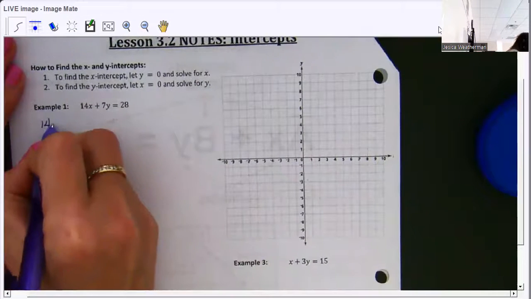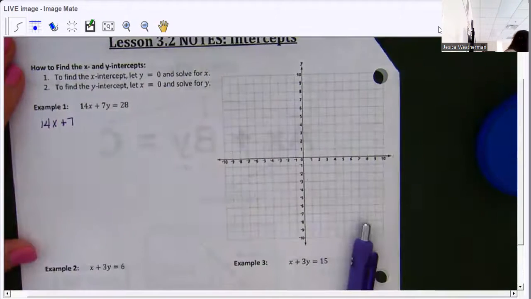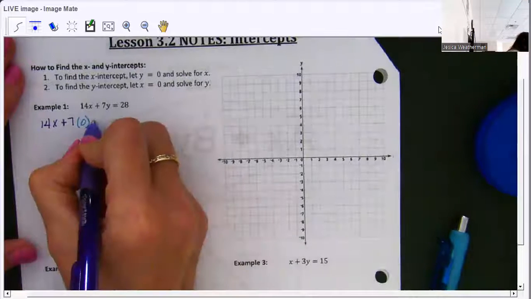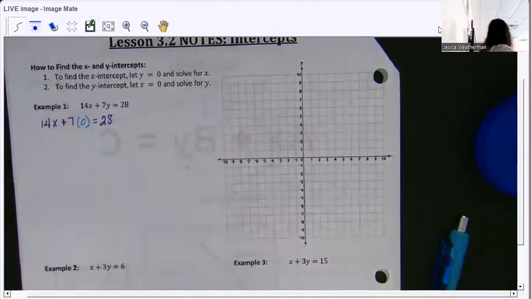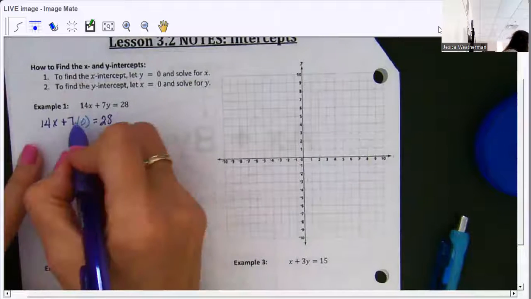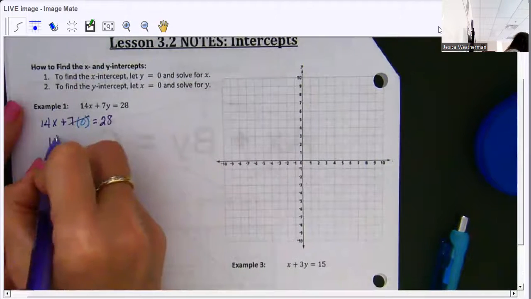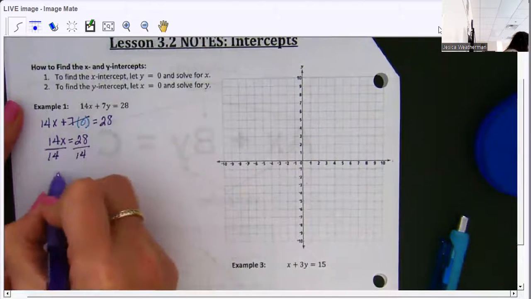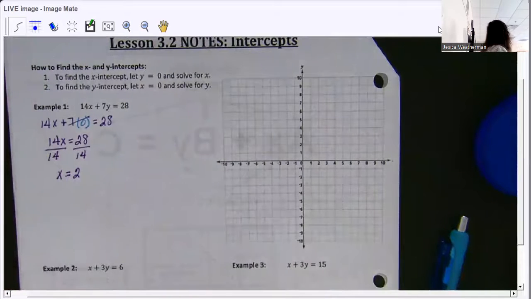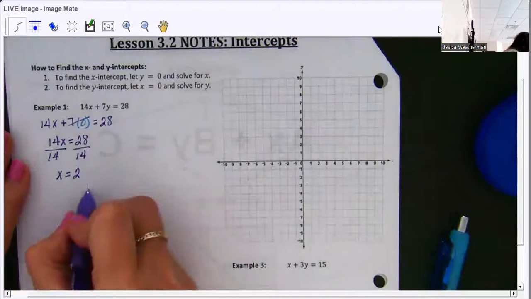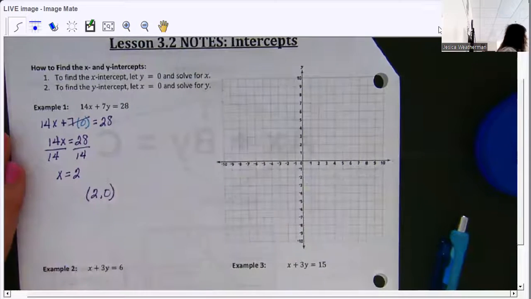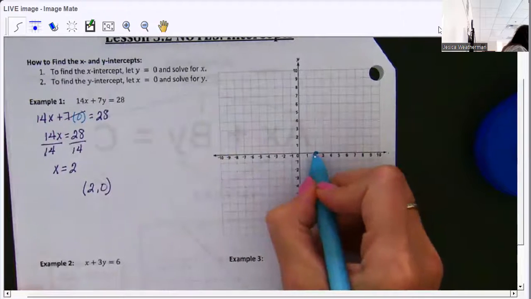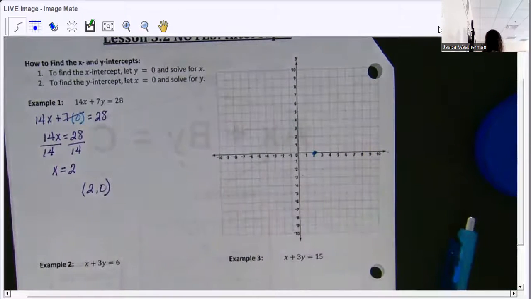I'm going to write out my equation, 4x plus 7, and then I'm going to substitute 0 where the y is. And now I'm going to solve for x. Well, 7 times 0 is 0. That cancels out. So I'm left with 4x equals 28. And then I divide by 4. X equals 7. The x-intercept is written as 7, 0. And then I plot that point on my line. 7, 0 goes right here. That crosses the x-axis. That is my x-intercept.